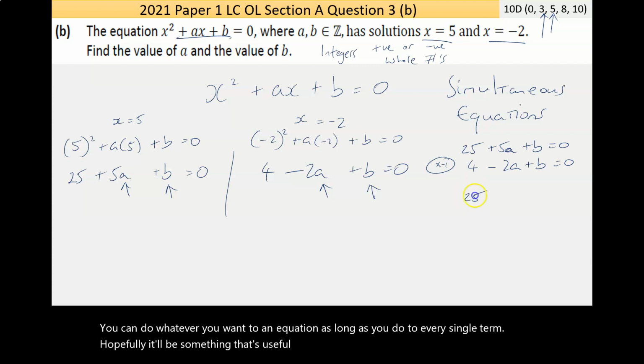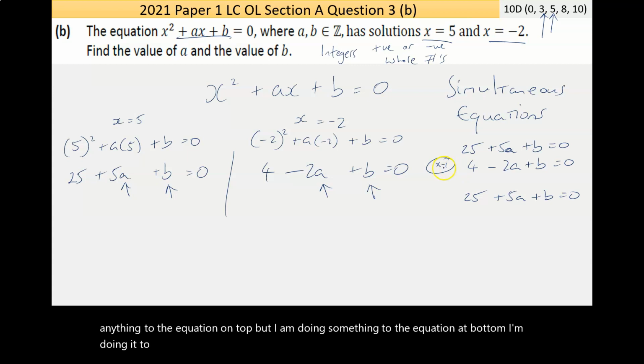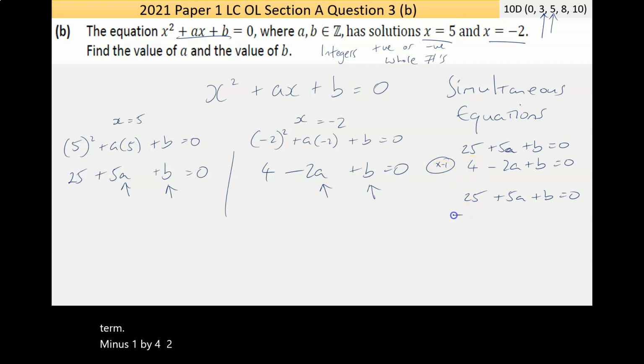Okay, so I'm going to rewrite the top line. I'm not doing anything to the equation on top, but I am doing something to the equation on the bottom. I'm doing it to everything. So multiplying across by minus 1 just changes the sign of every term. Minus 1 by 4, minus by plus is minus, 1 by 4 is 4. Going across, minus by minus is plus, 1 by 2a is 2a.